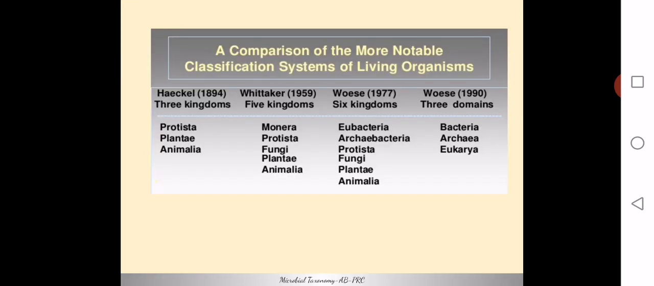These are the major systems: the three kingdom system by Haeckel, with Plantae, Animalia, and Protista, and the five kingdom system with Monera, Protista, Fungi, Plantae, and Animalia. Then the six kingdom system, in which there are Eubacteria and Archaebacteria in addition to the other kingdoms. Carl Woese also introduced the domain concept, in which all living organisms are included in three domains of life: Eukarya, Archaea, and Bacteria.